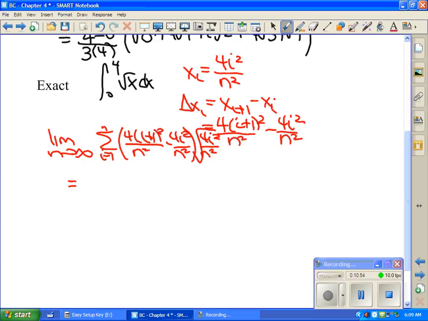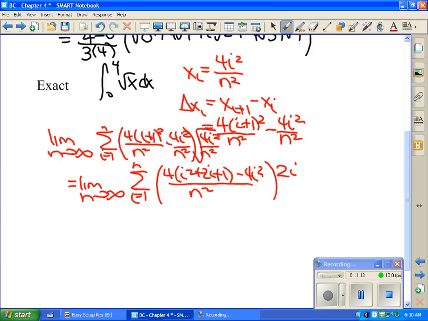So now we have the limit as n approaches infinity, summation. I'm going to start simplifying this. If I square out the inside parentheses, 4i squared plus 8i plus 4 minus 4i squared over n squared. If I take the square root of this function, I get 2i over n. Limit as n approaches infinity, summation. The 4i squareds cancel out, so I have 8i plus 4 over n squared times the quantity 2i over n.